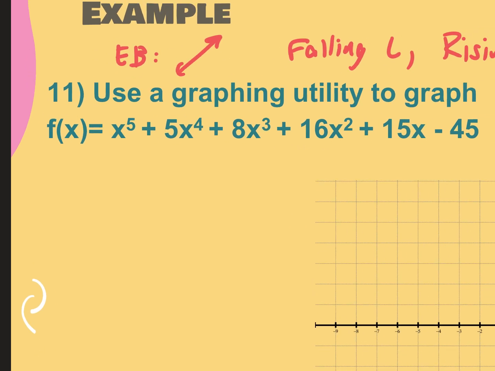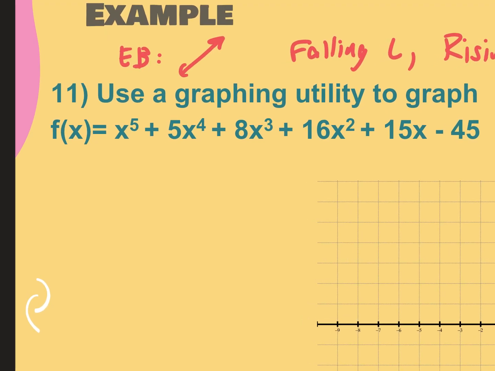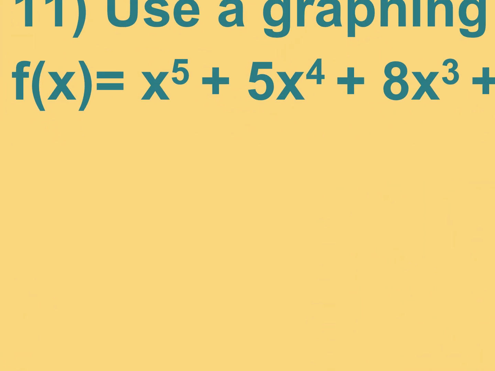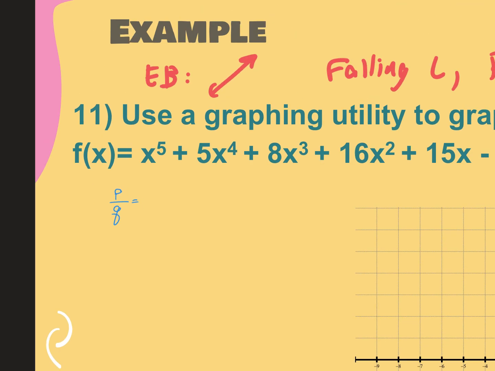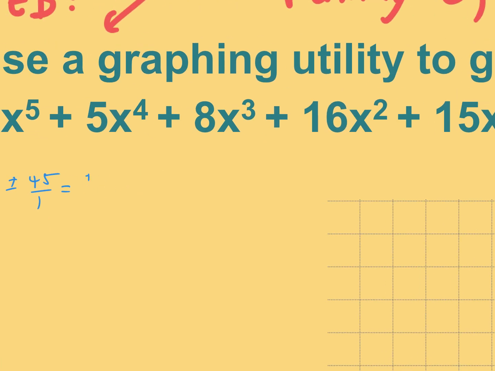Can you traditionally graph it? Factor this? No. So what do we have to do? No, P over Q, your rational root theorem. What's my P value? 45. What's my Q? Just 1. All right, so I have to list out all the factors of 45.